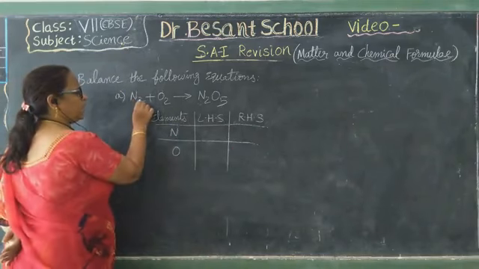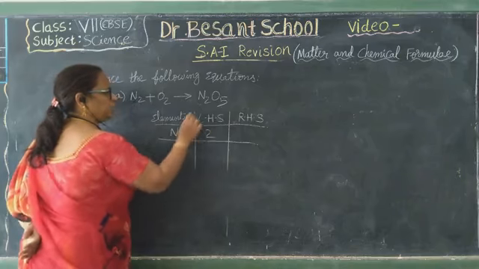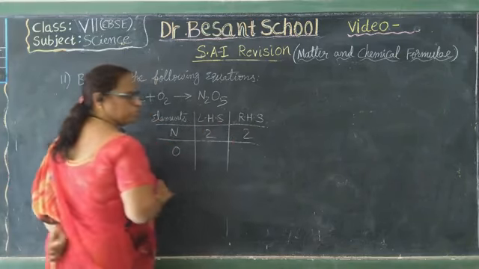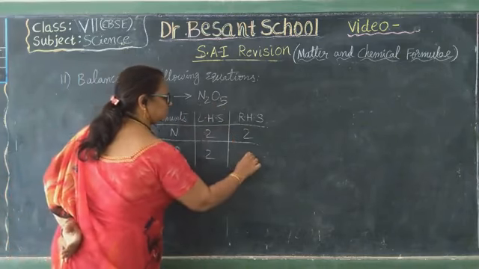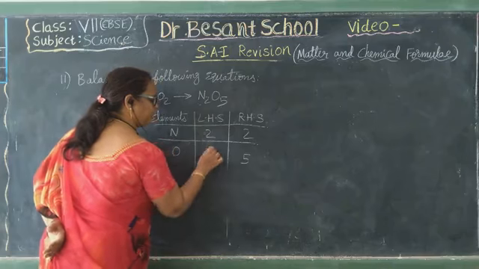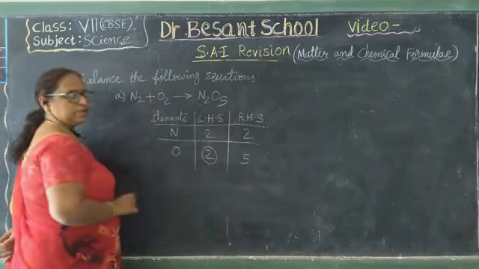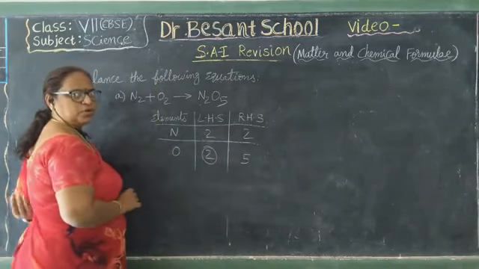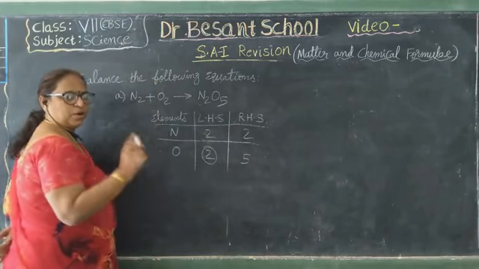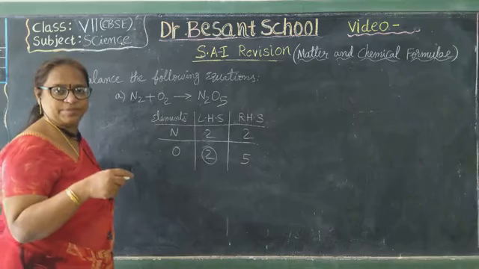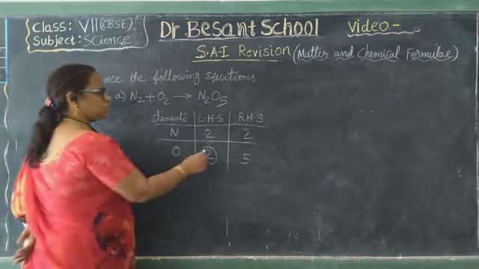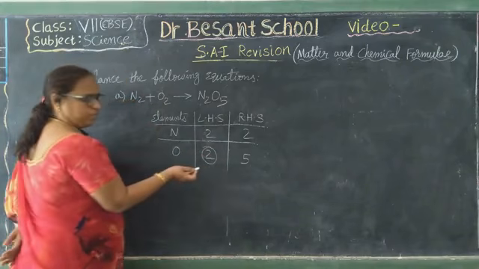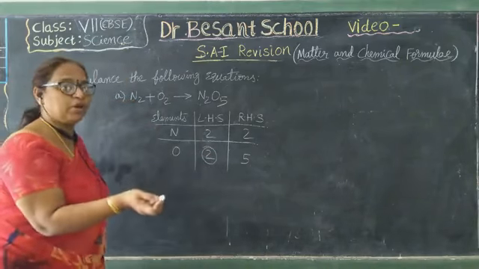Here nitrogen, how many atoms are there? LHS side 2, RHS side also 2. Oxygen LHS side 2, oxygen RHS side 5. Here 5 are there, here only 2 are there. So we should increase this. I told you to increase the atoms, we should not keep the atom number in the subscript. It should be written before the formula. Now this 2, can we make it 5? No, 5 is not a multiple of 2.